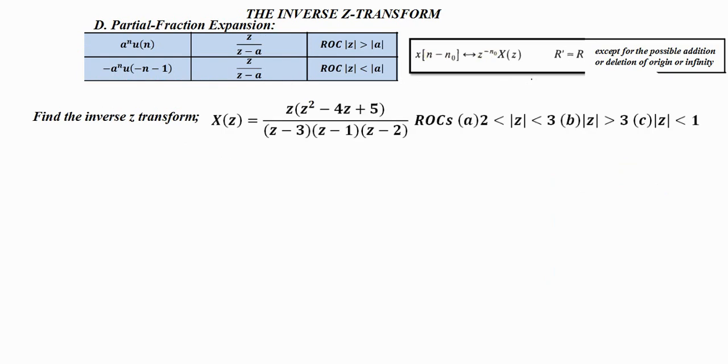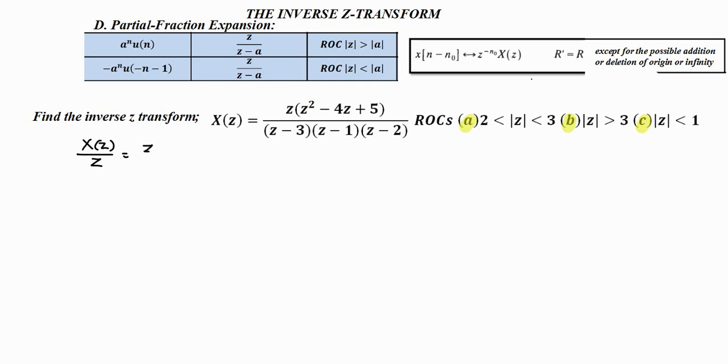Next we will discuss the inverse z transform question, which is given by x of z is equal to some expression, and 3 cases are given: ROC between 2 less than modulus of z less than 3, greater than 3, and less than 1. Okay, we will consider each case. So before that, we need to perform the partial fraction. To perform the partial fraction, we always prefer the form x of z by z. Okay, then the simplification will be easy.